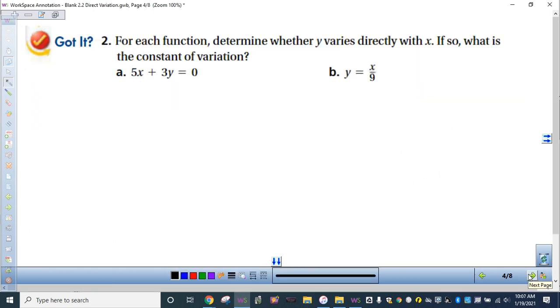So try 2A on your own, 5x plus 3y equals 0. This one works out to be a direct variation, so determine if it is. Tell me what k is, and then tell me the equation. And then raise your virtual hand at home, and I'll be able to tell in person because you will stop raising. Yes, it does.